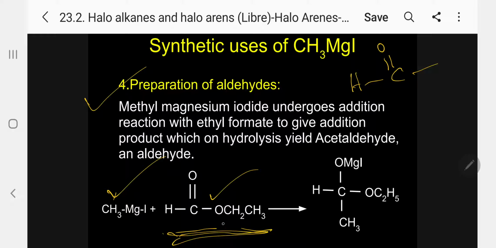It is coming from formic acid and ethyl alcohol, to give the addition product. This is the addition product. Where is the addition happening? Kindly follow. The double bond is here, so as usual, addition occurs here. CH3 is added to the carbon, then MgI plus is added to O minus.